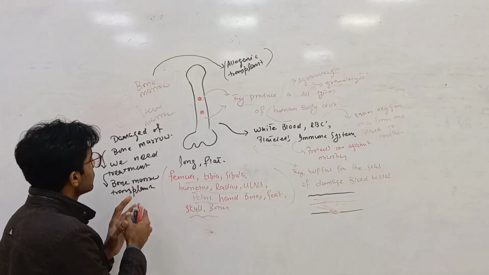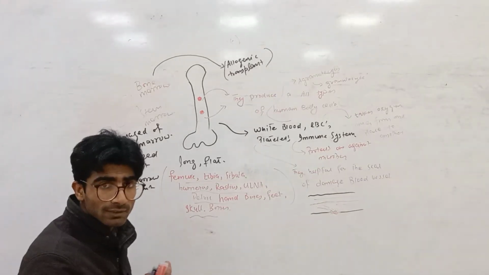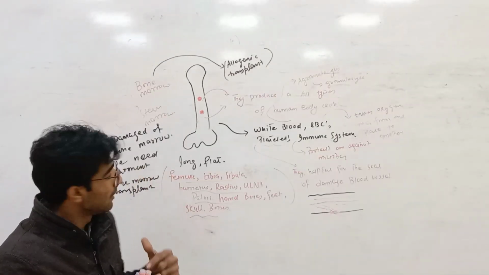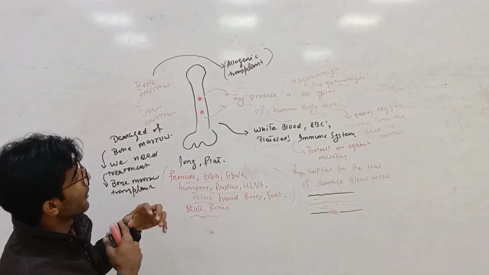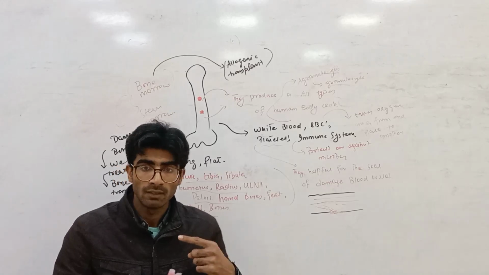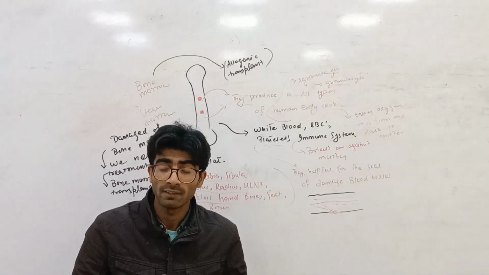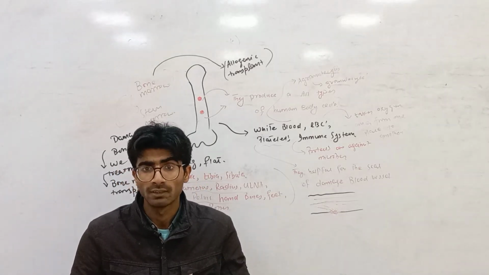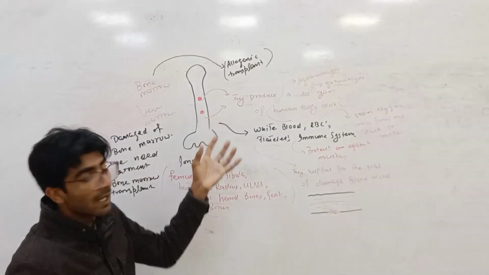Sometimes when the bone marrow structure is damaged, we need transplantation. We also use allogenic transplantation for treatment. In this kind of transplantation, we take bone marrow from one person and put it into the patient. This is known as allogenic transplantation.